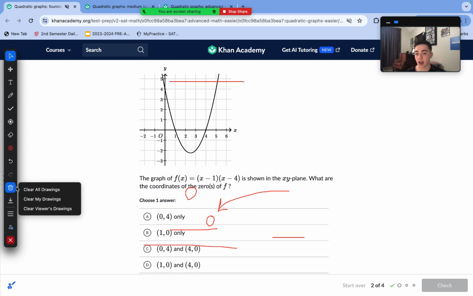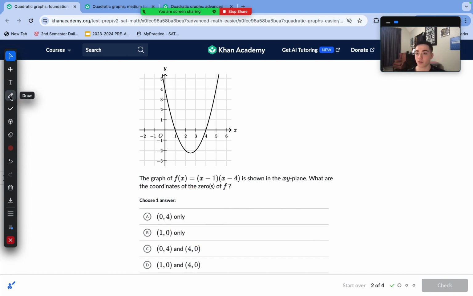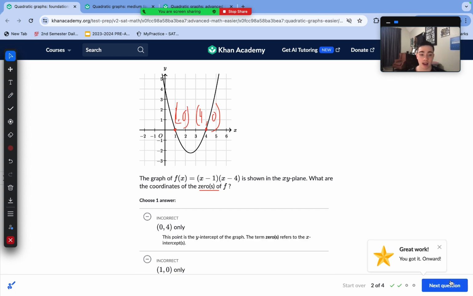Onto this question, we have yet another graph in factored form, and how we can find the zeros or the x-intercepts of the graph. We can either just set each of our factors equal to 0, or we can just look at our graph here to see we have two x-intercepts at 1 and 4. In coordinate pair format, that would be (4, 0) and (1, 0). So those would be our answers, which matches answer choice D right here.